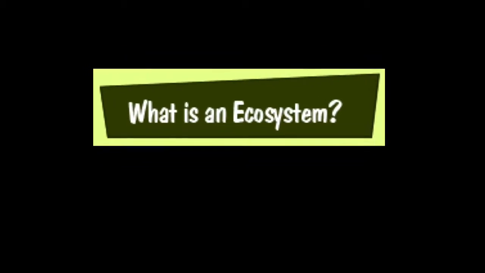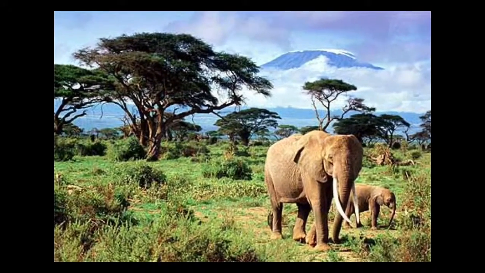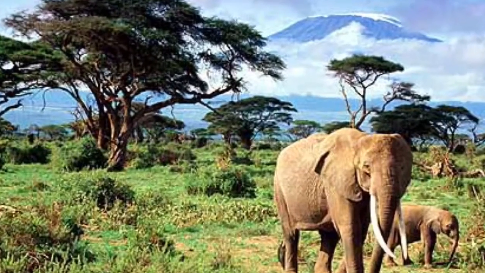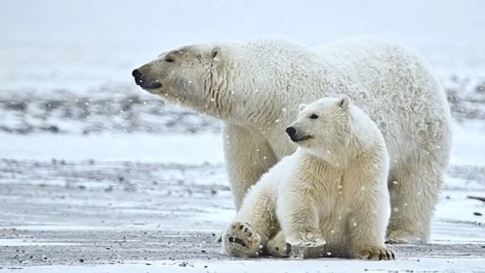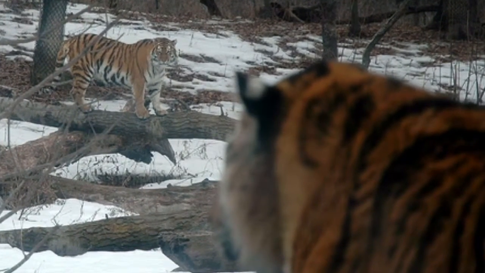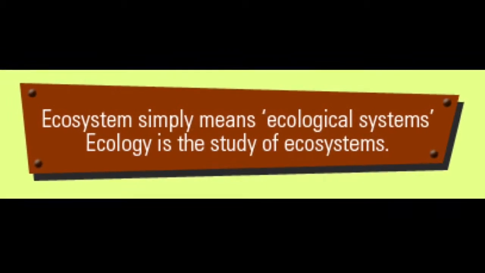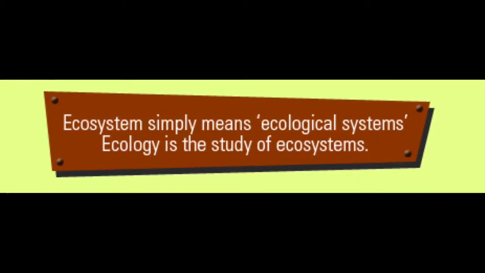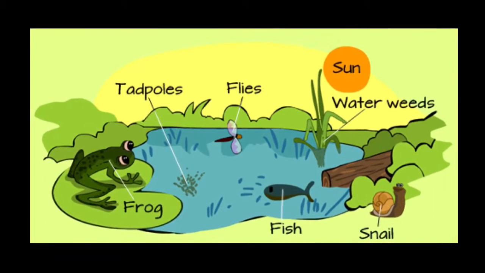What is an ecosystem? An ecosystem includes all the living things such as plants, animals, and organisms in a given area, interacting with each other and also with their non-living environments, such as the weather, the earth, the sun, soil, climate, and so on. Ecosystem simply means ecological systems. Ecology is the study of ecosystems.